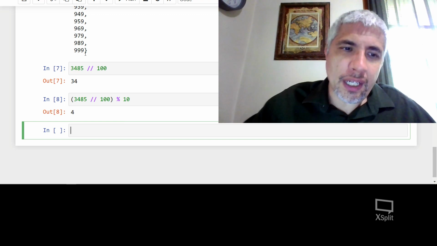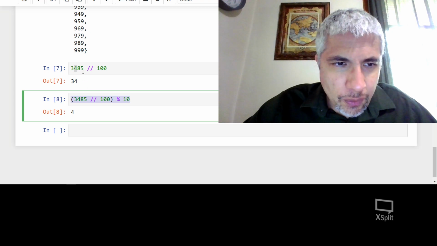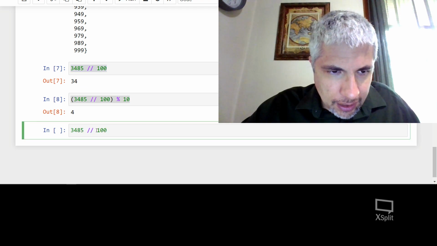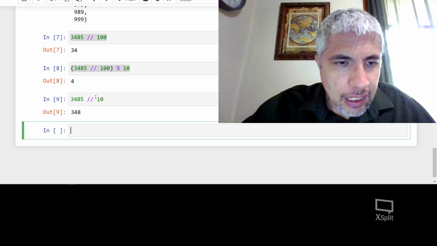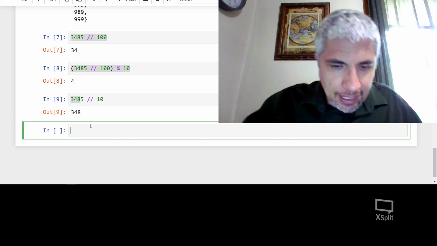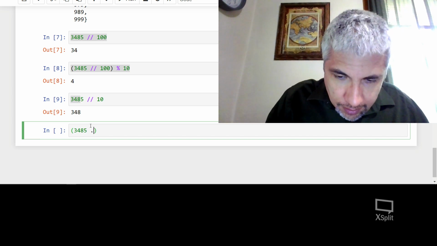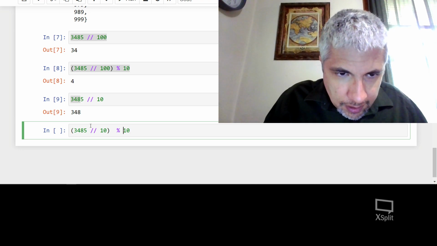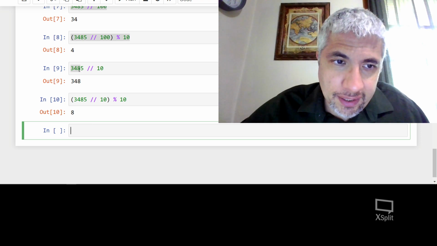So in general, if I want this digit, I can always use this trick. What if I want this digit? How could I do that? Well, if I take 3, 4, 8, 5, and I take integer division by 10, I'm going to get the left 3 digits. So if I were to take that, that's going to give me the 8. So I can get this middle digit here.